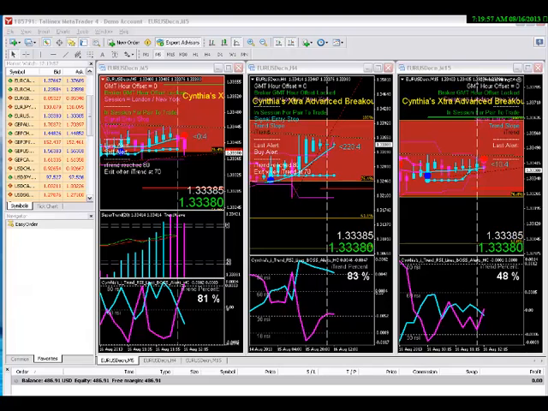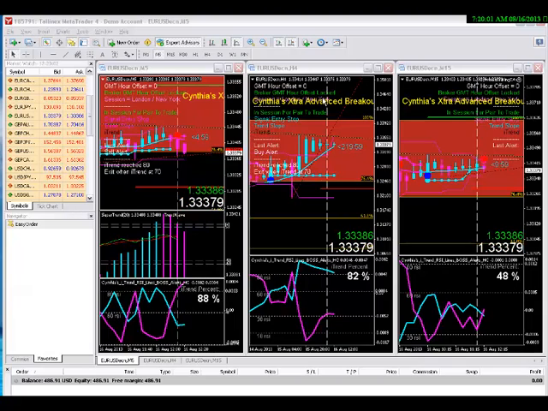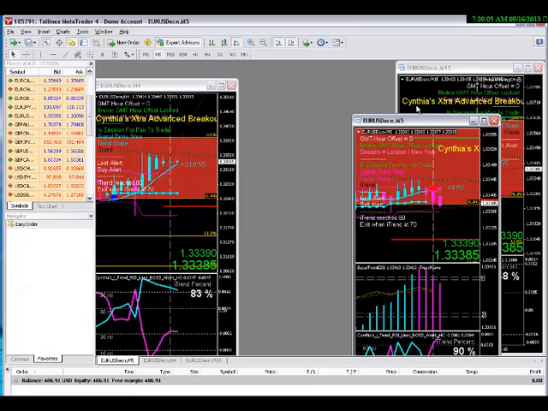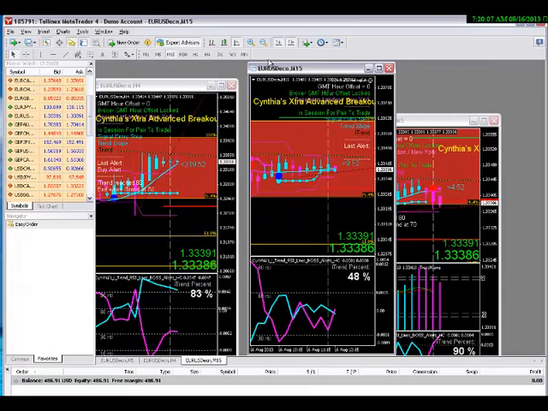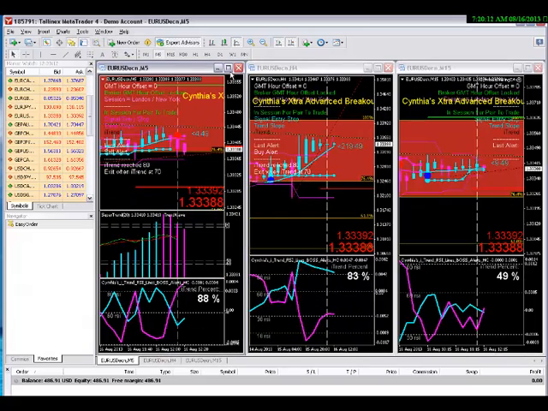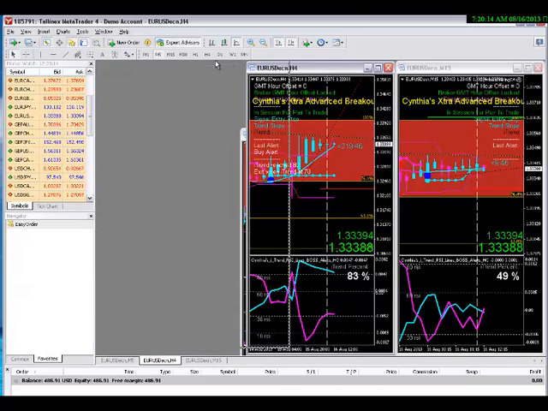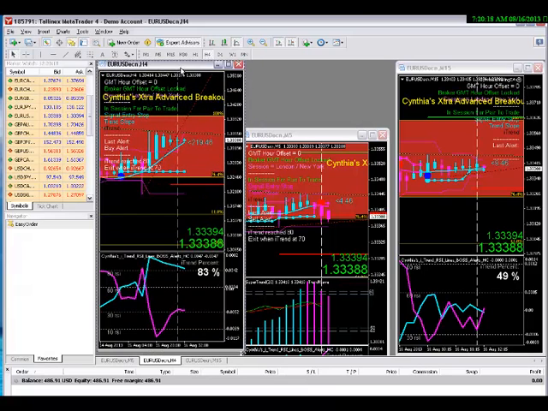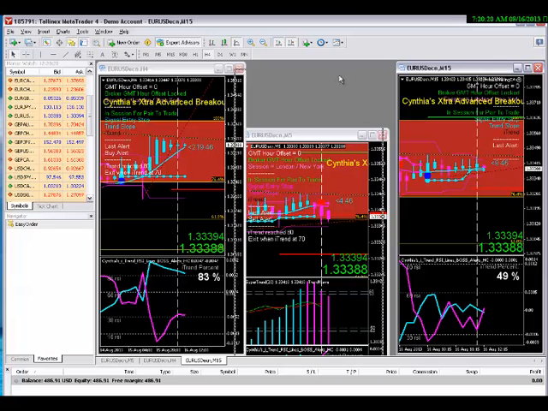My chart setup. So first of all, I've got, oh, something changed here. I like my 4-hour. I don't know how this changed around. Okay, first of all, go to window, tile vertically, but I like the higher time frame on the left. You can arrange these any way you like, but I'm just showing you how I do it.